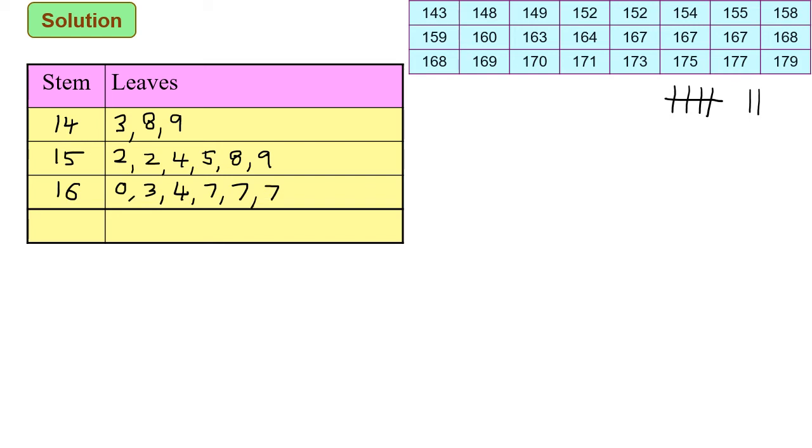And then after that, we have 168. So notice the 168, 1 here and 1 at the third row. So total we have 2 times 168. And then lastly, we have 169. So total the stem 16, we have 1 2 3 4 5 6 7 8 9. So we have 9 data.